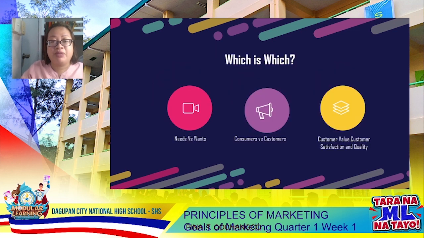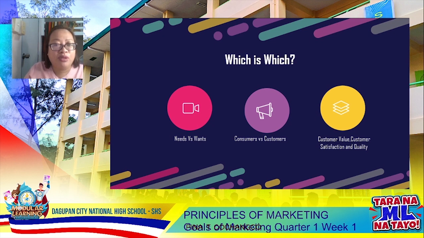So that's perishability. Now, let us see the difference first between the terms needs versus wants. Everyone's familiar with needs. I have my needs, my friends have needs, my father has needs. So we have our basic needs. These are necessities in our living, like food, shelter, clothing.